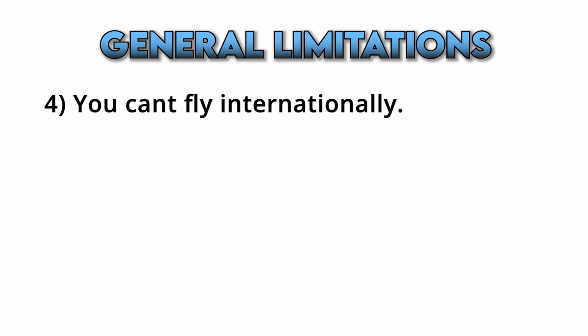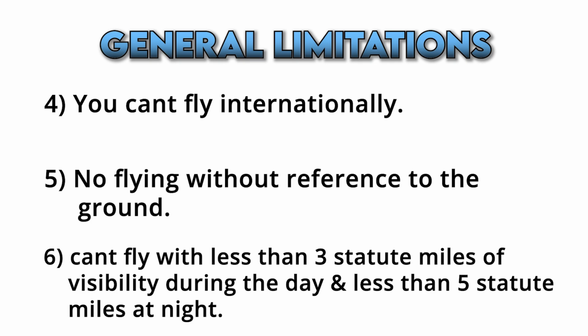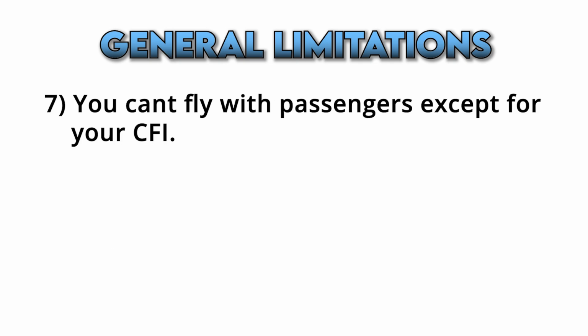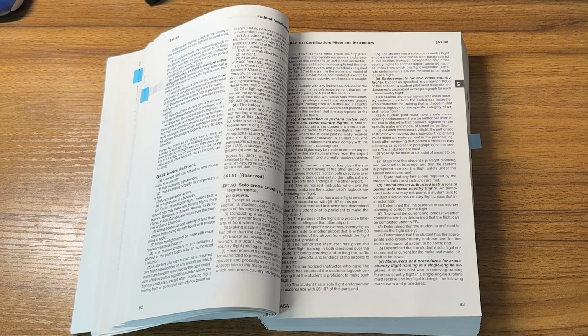You can't fly internationally, no flying without reference to the ground, like over a big fog layer, can't fly with less than 3 statute miles of visibility during the day, and no less than 5 statute miles at night. You can't fly with passengers except for your CFI, and your CFI can add any extra limitations they deem worthy. Since I sucked at landing, my instructor said I wasn't allowed to fly with a crosswind component of more than 10 nautical miles.